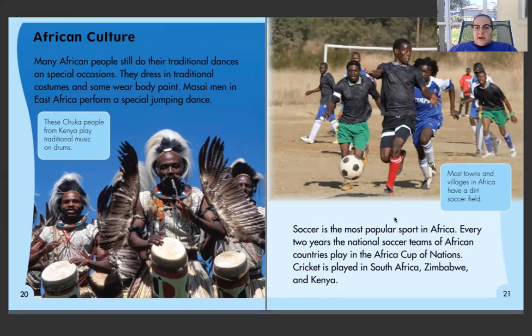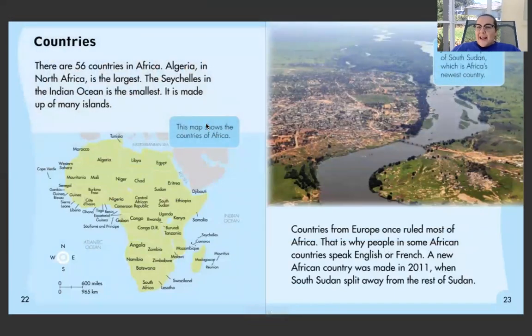All right, I'm gonna go ahead and keep reading. Friday, this is Friday. So if it's Friday, this is where your reading starts. Countries. There are 56 countries in Africa. Algeria in North Africa is the largest. The Seychelles in the Indian Ocean is the smallest. It's made up of many islands.